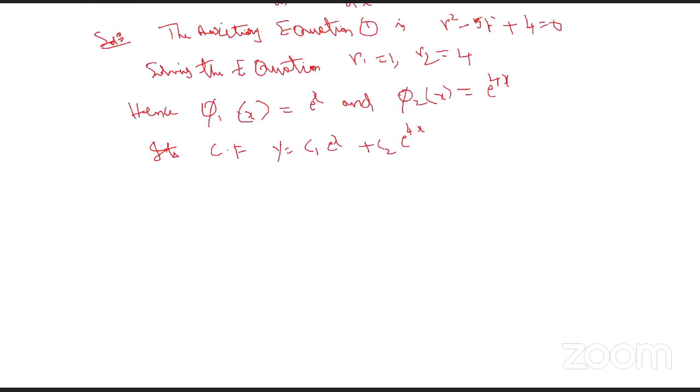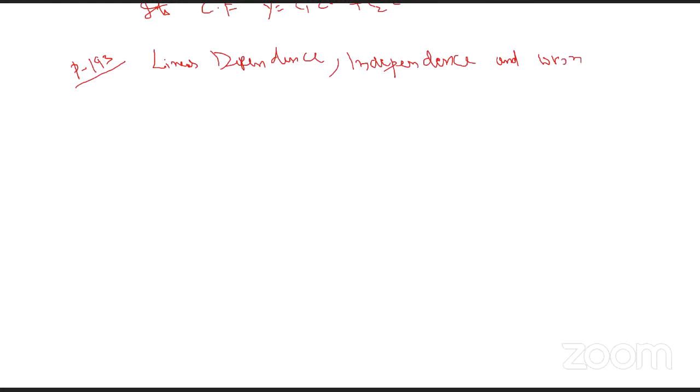Next. So, concept 9.4, page number 193. 9.4 concepts: linear dependence, independence, and the Wronskian. Definition.